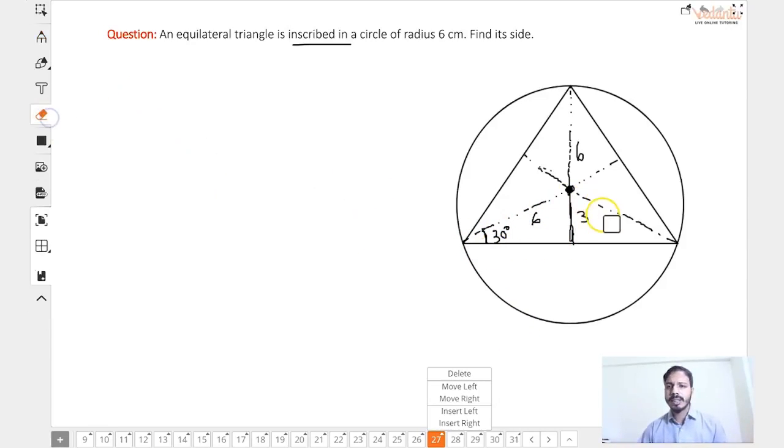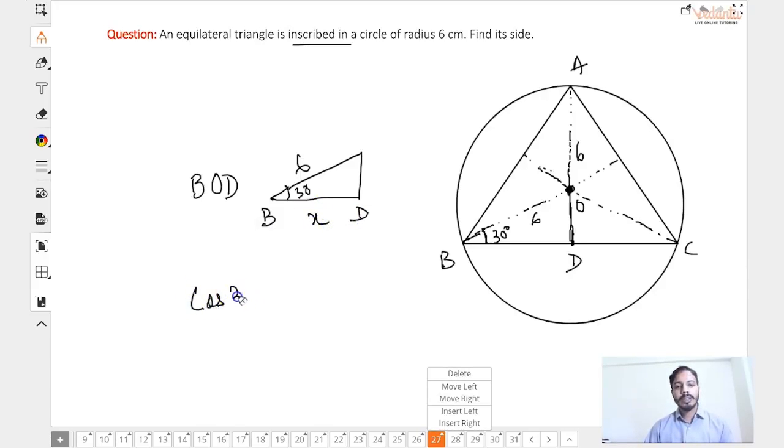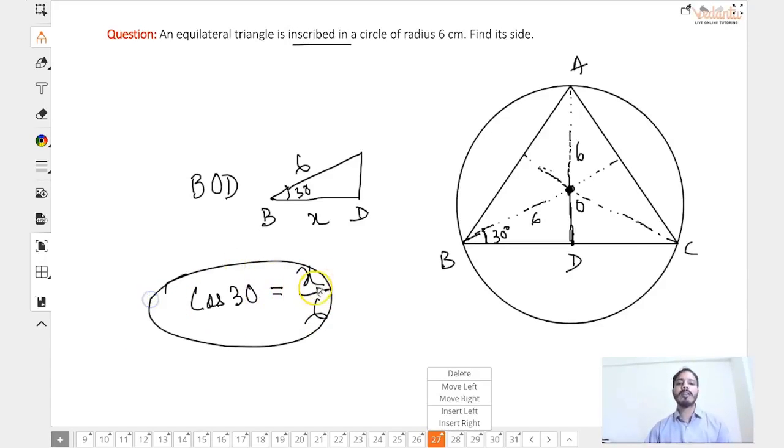Or in a simple way, guys, we know that this is 30 degrees and the hypotenuse is 6. So what will be this? So in this triangle, say this is A, B and C, and say this is D, and say this point is O. Now in this triangle BOD, BOD is a right angle triangle at D. It is something like this, and this is 6 and this is 30 degrees. So what is cos of 30? Say this length BD is X. So cos of 30 will give me X by 6. Now from here I can calculate the value of X.